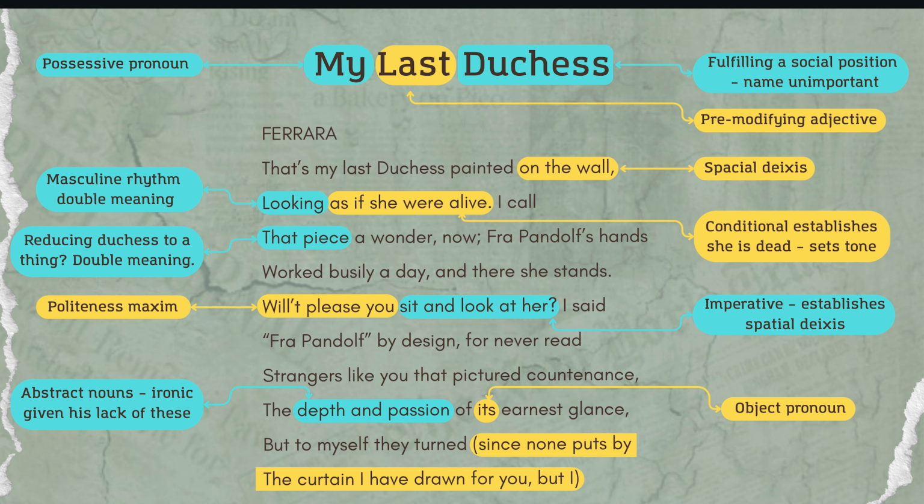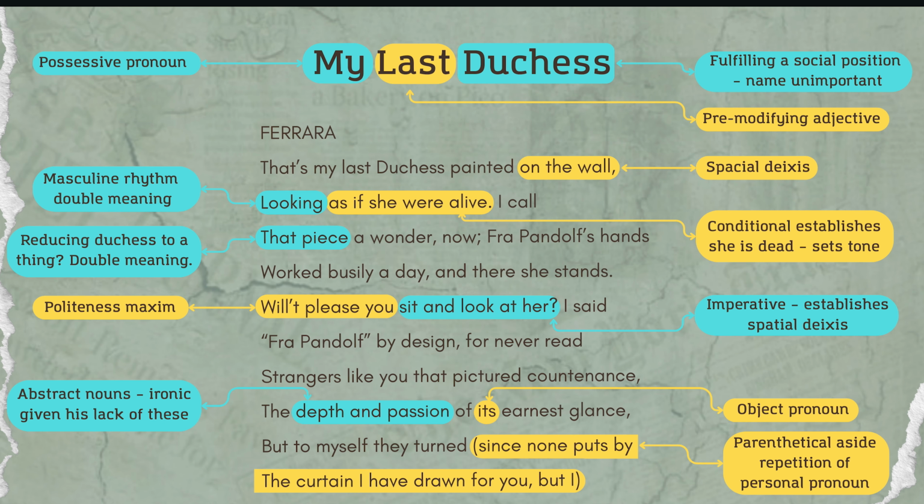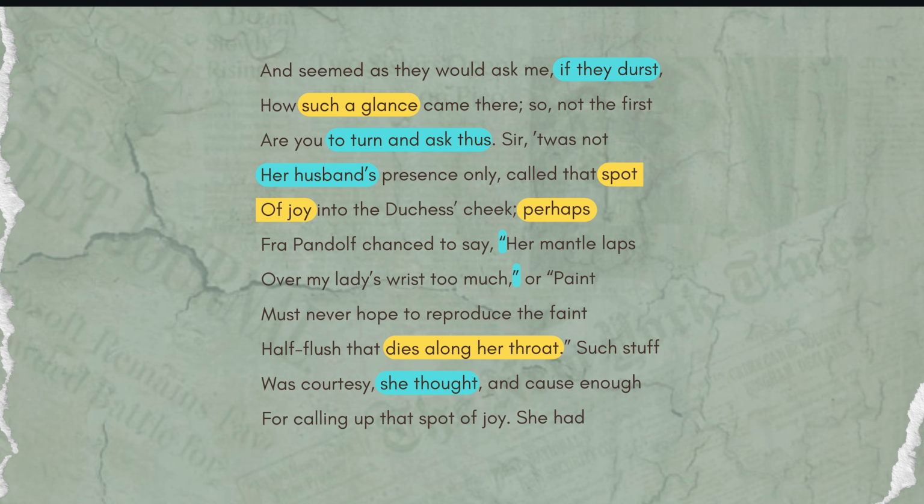And then, of course, this parenthetical aside, since none puts by the curtain I have drawn for you, but I. This repetition of the personal pronoun, this deictic centre, he's at the centre of everything. Then we move on, and seemed as if they would ask me if they durst. The subordinate clause here implies that he commands fear, durst meaning if they dare.